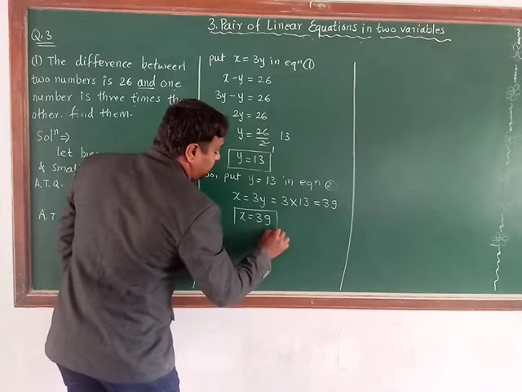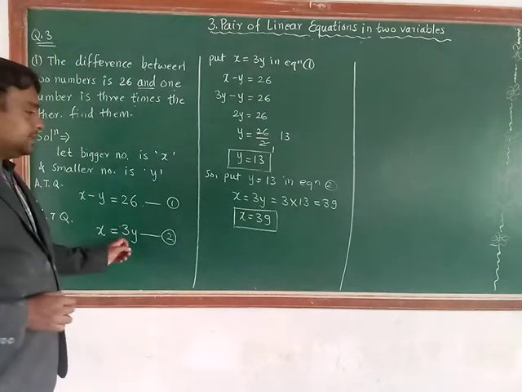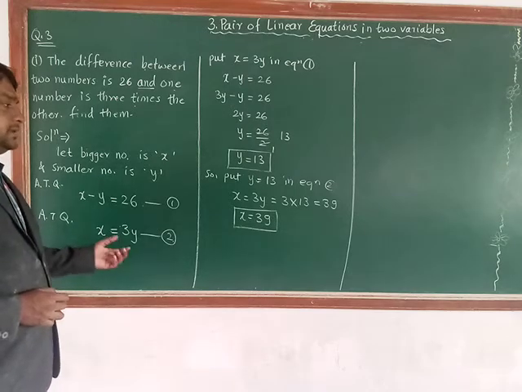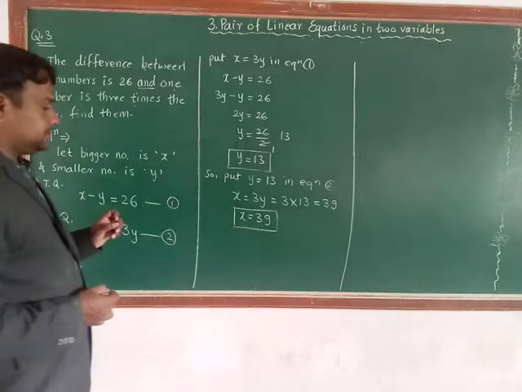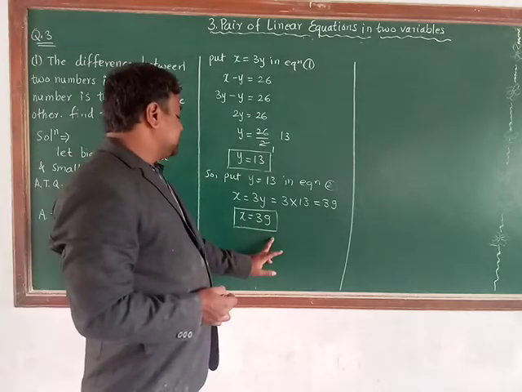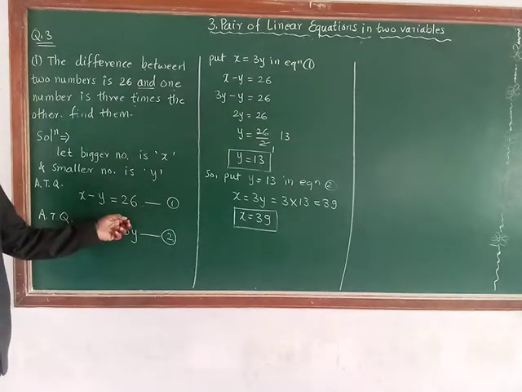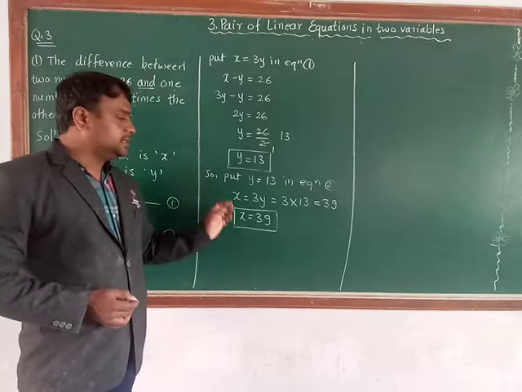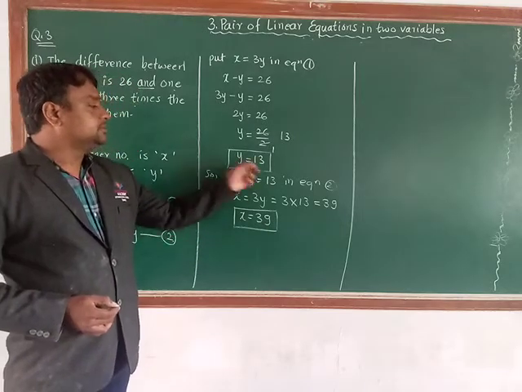So let's check whether our solution is correct or not, because 13 3s are 39. So x equal to 39, that is correct. Again 39 minus 13. 39 minus 13, so here we will get the answer 26. So our solution is correct. So x is equal to 39 and y is equal to 13.